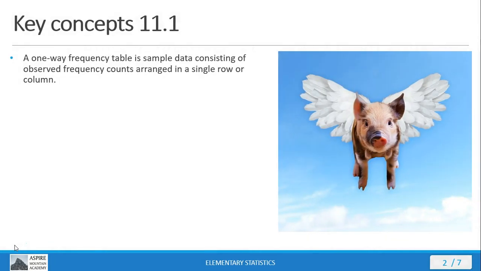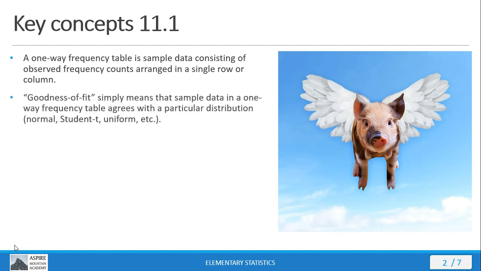So, goodness of fit hypothesis testing uses what's called a one-way frequency table. This is basically just sample data consisting of observed frequency counts arranged in a single row or column. Essentially, a one-way frequency table is a frequency distribution table that we've seen in previous mini lectures.